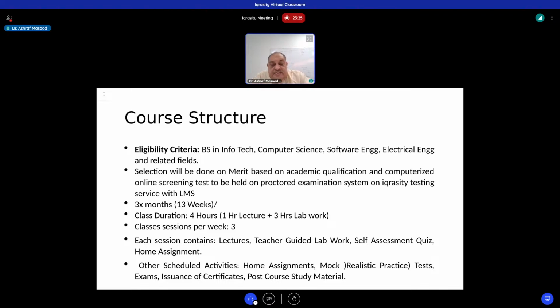The course details, of course, and the eligibility criteria we have already talked about. It's a 3-month course, and we'll have 3 sessions per week. Those sessions are 1 hour of lecture and 3 hours of lab work in every session. It's going to be a 4-hour session, and 3 sessions. So altogether, we have 12 hours of work activity as far as the classroom is concerned.